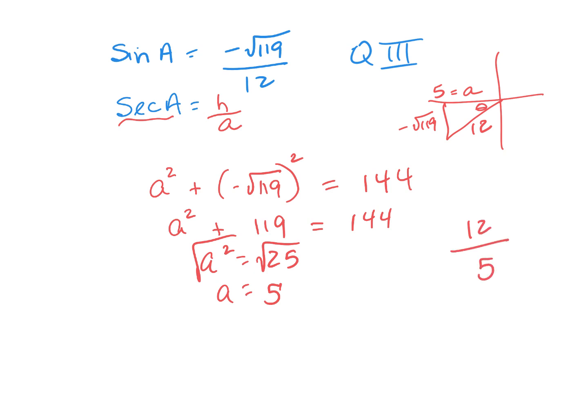Is that 5 negative or positive? Positive. When I go left on the x, it's a negative. Do you understand that? So it's going to be a negative 12/5. Now, how else can you figure that out? Oh. All Students Take Calculus. So tangent is the only positive, so you know secant has to be negative. Tangent and cotangent would be positive.